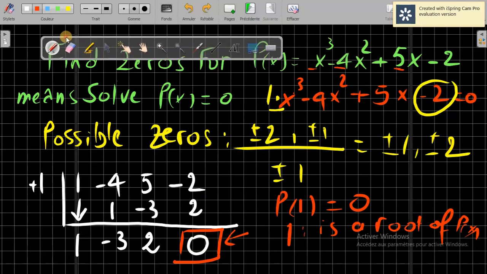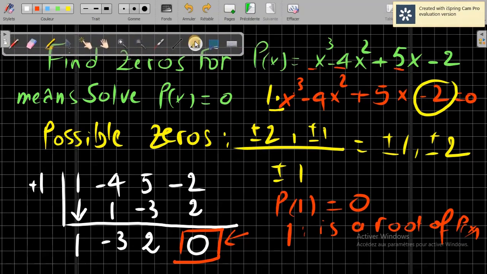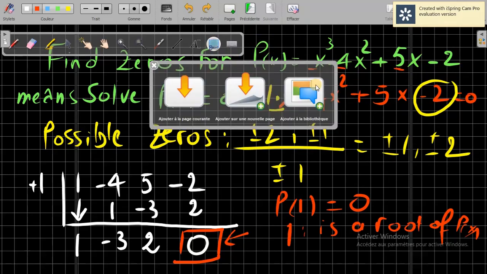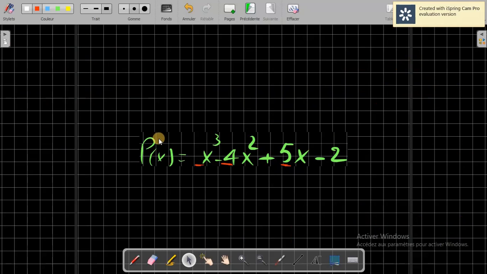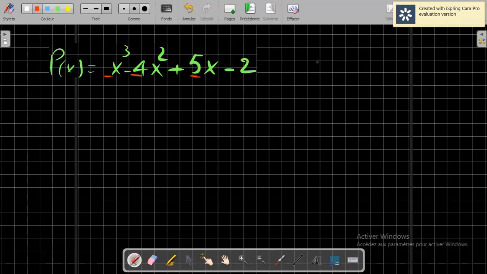Now what I want to do is go and check for the rest of the values. Okay, so I have p of x here. Then we checked for x is equal to 1, and we found that it was a real 0. Now let's check for x is equal to negative 1.